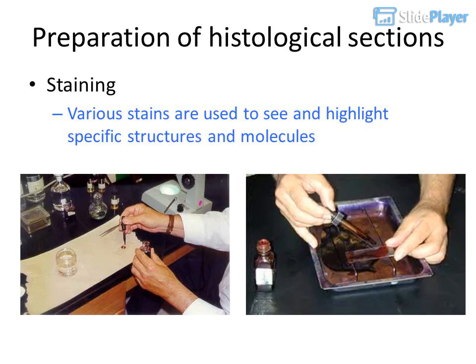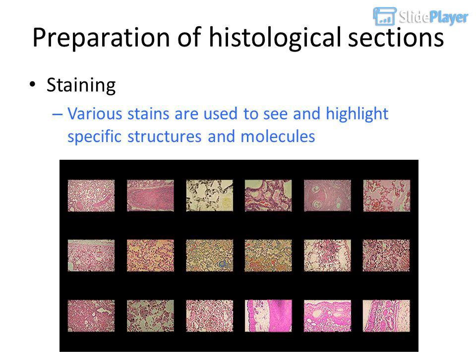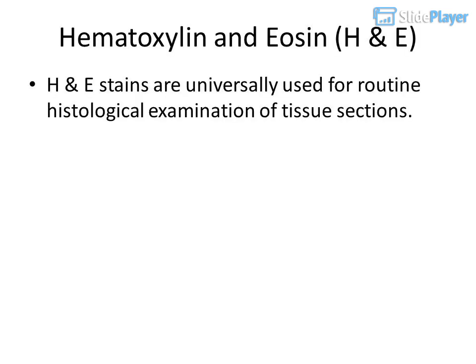Preparation of histological sections. Staining. Various stains are used to see and highlight specific structures and molecules. Hematoxylin and Eosin, H&E. H&E stains are universally used for routine histological examination of tissue sections.